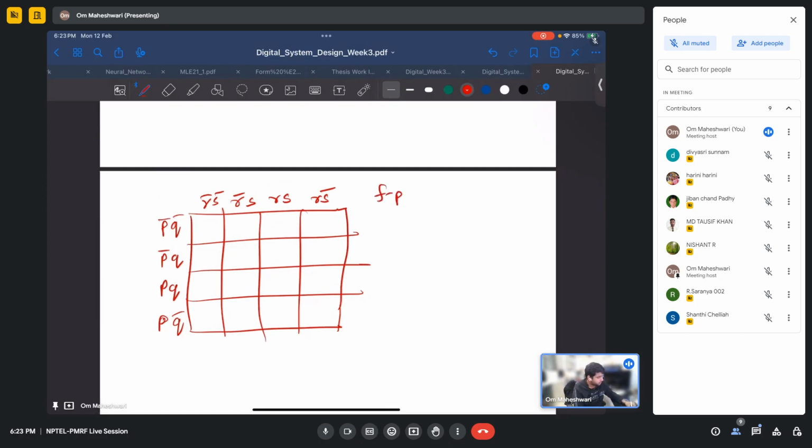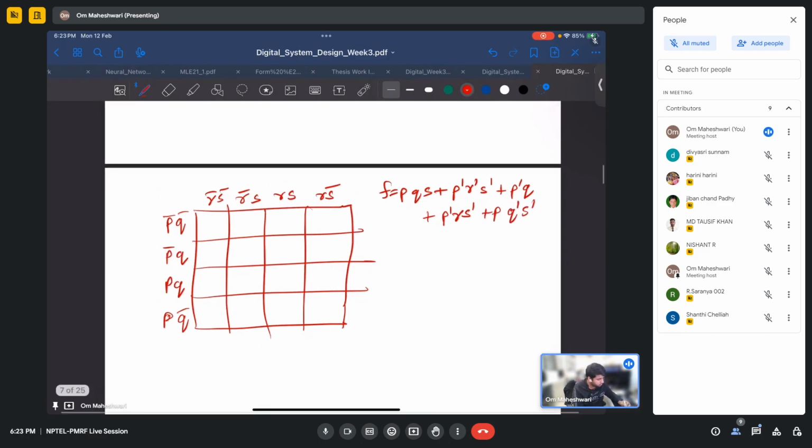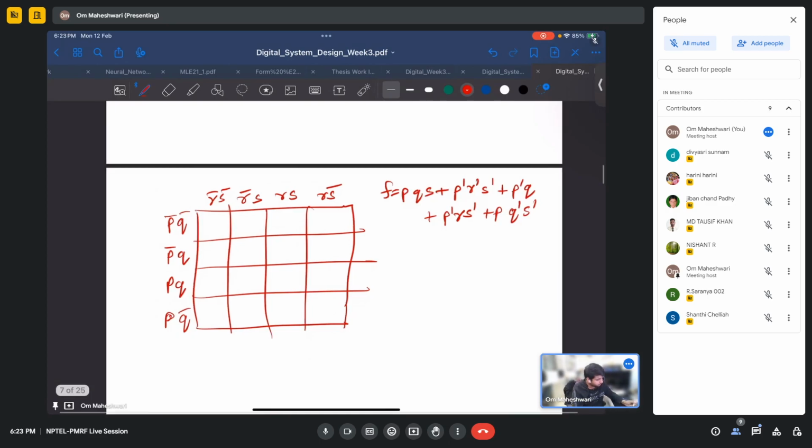F is P Q S plus P bar R bar S bar plus P bar Q plus P bar R S bar plus P Q bar S bar. So where will PQS lie? So how to fill this K-map now?